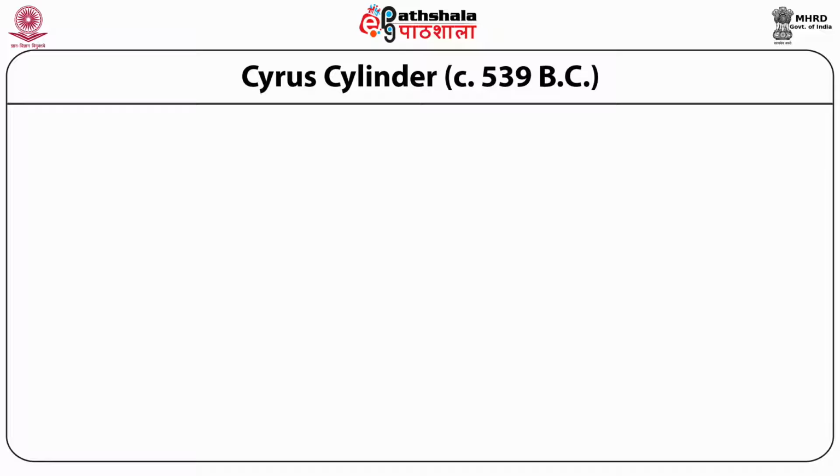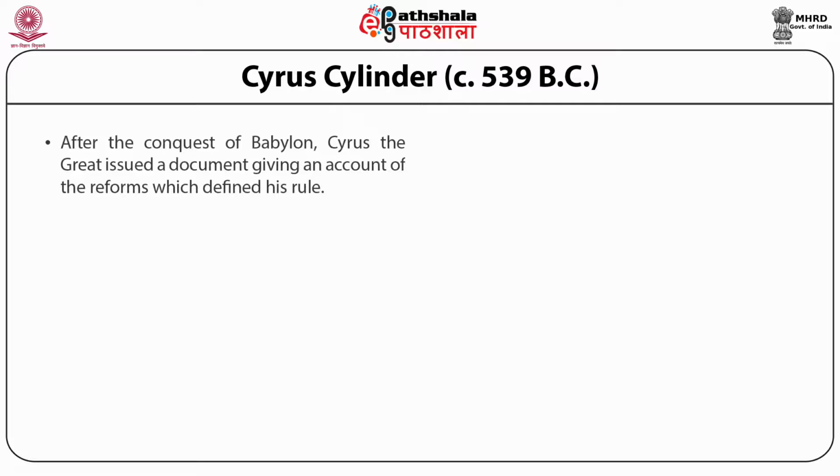Cyrus Cylinder dates back to the year 539 before the Christ era. After the conquest of Babylon, Cyrus the Great issued a document giving an account of the reform which defined his rule. Till that time, the norm was that a conqueror can do anything and indulge in a series of oppressive acts against the conquered. In other words, what is called victor's justice.